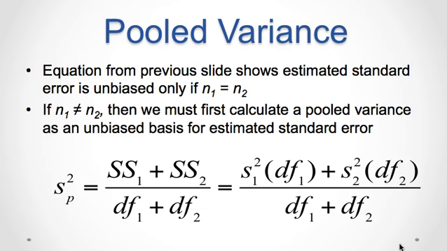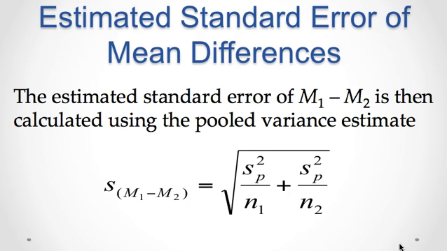This is not, and I repeat, this is not the estimated standard error. We're not done yet with the denominator. Now that we have pooled sample variance, we can finally calculate the estimated standard error of the mean difference. We substitute pooled variance and sample size in the formula. So for estimated error, we divide pooled variance s squared p by each sample size, add the two results together, and then take the square root.